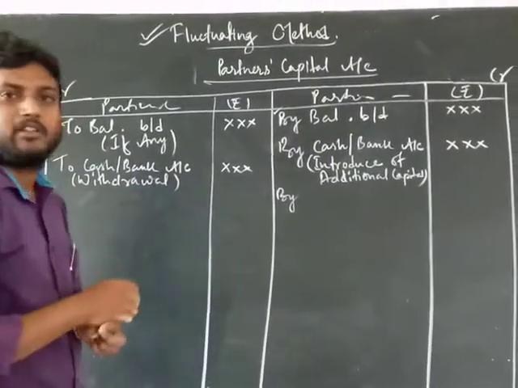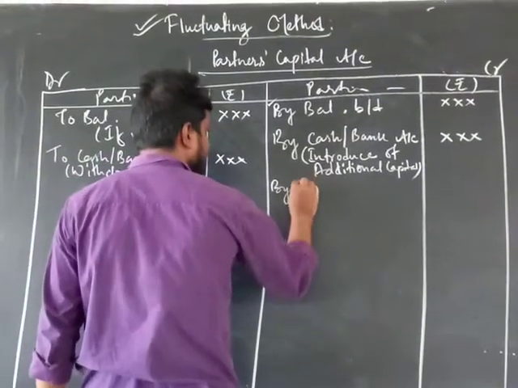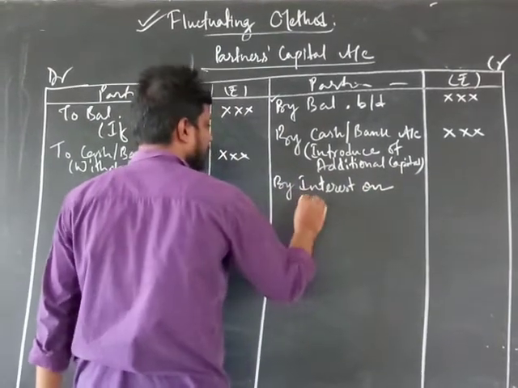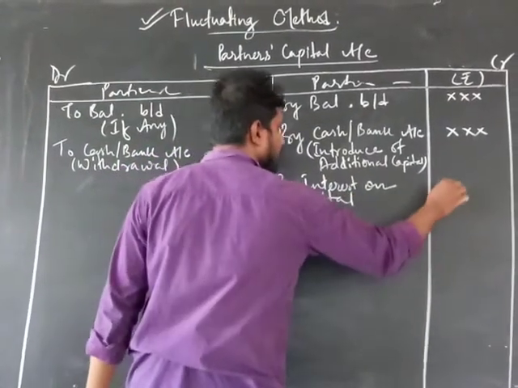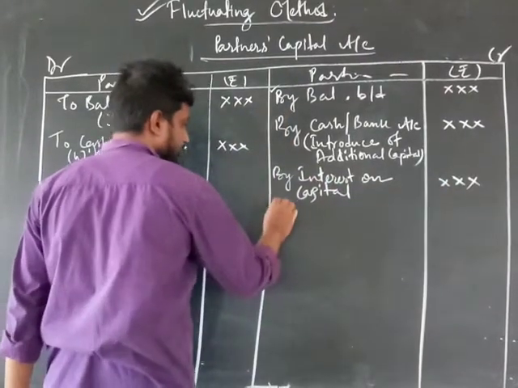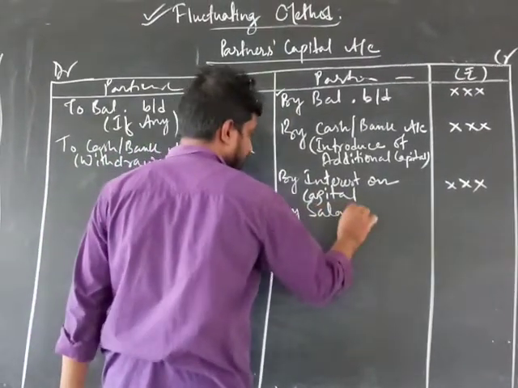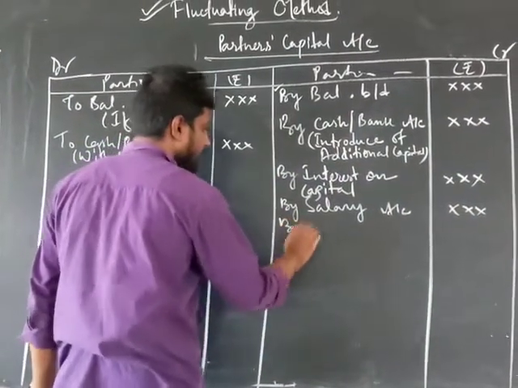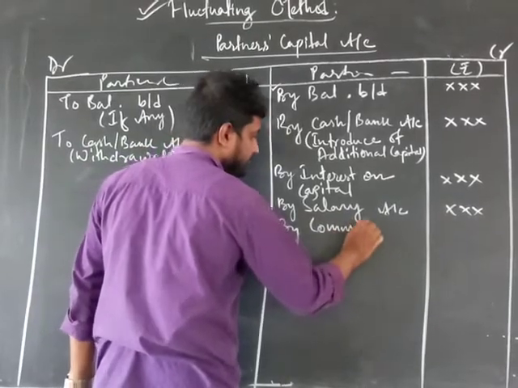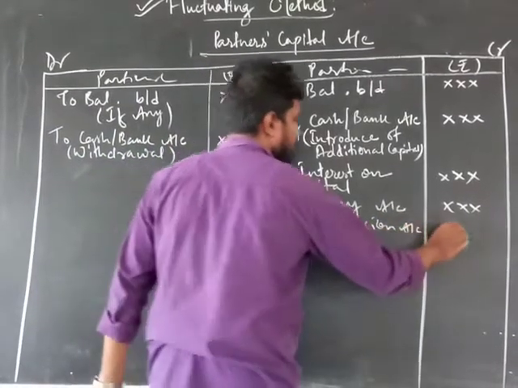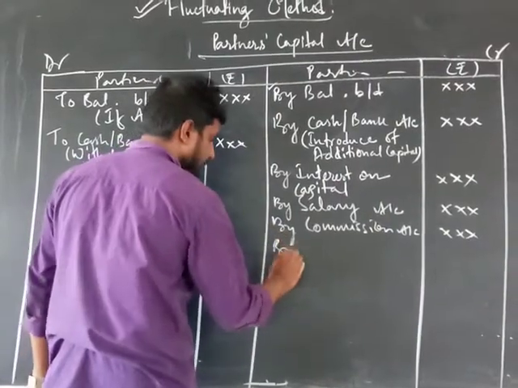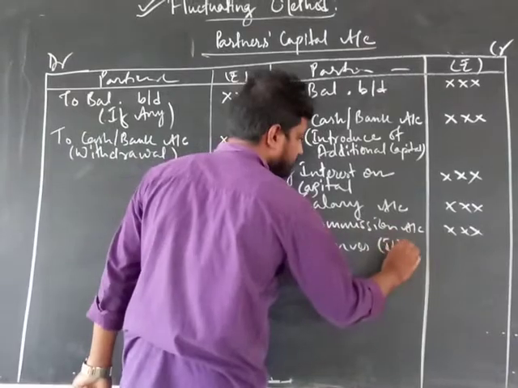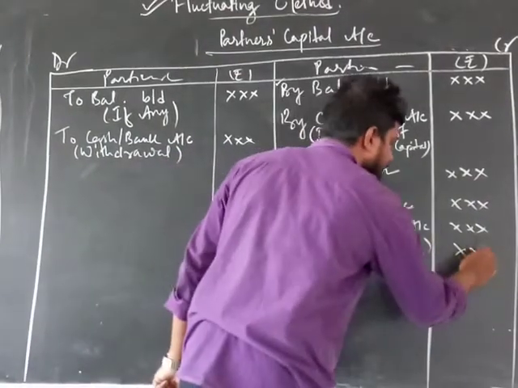Those shown in the profit and loss appropriation account. So what should we write? By interest on capital. Got it? Next, by salary. By salary. Next, by commission. Understood? By commission. Then by reserves, if any. Okay? If any. By reserves, if any. Understood?